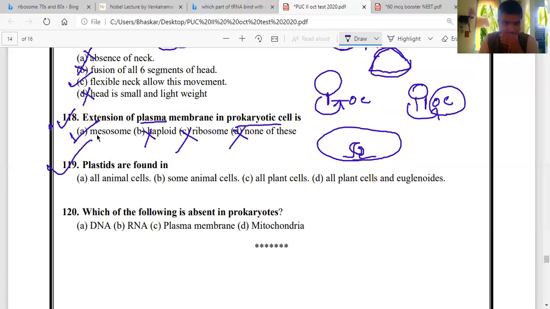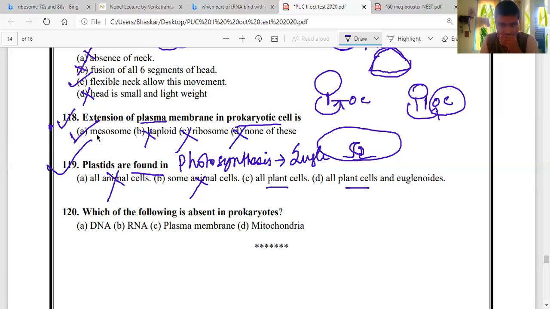Now, plastids are found in, it is for photosynthesis. So definitely they are found in all green plants and some photosynthetic organisms. Now photosynthetic organisms are under the kingdom Protista. Those are known as the euglenoids. So all animal cross, some animal cross, no. All plant cells and euglenoids, okay. So you have a better option. Definitely you shall go with it.